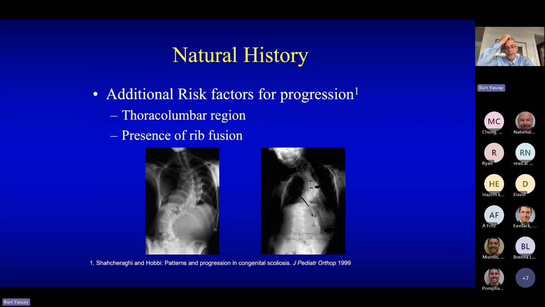In terms of other risk factors, I mentioned briefly the presence of a rib fusion. Ribs themselves can be bars. And for some reason, the thoracolumbar region has been determined to be a higher risk factor for progression as well.